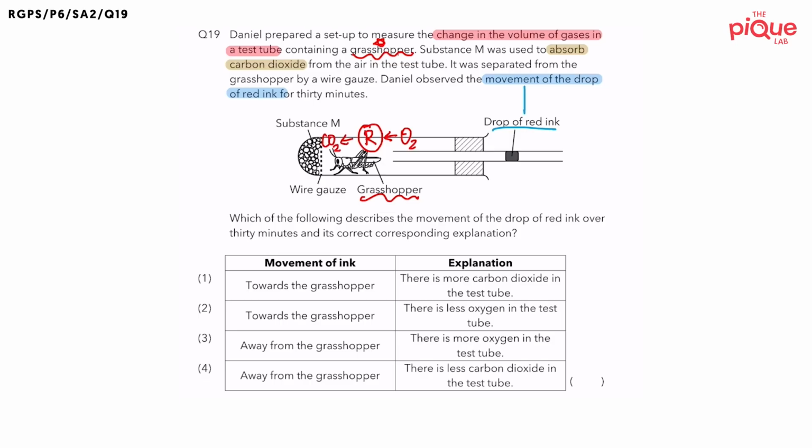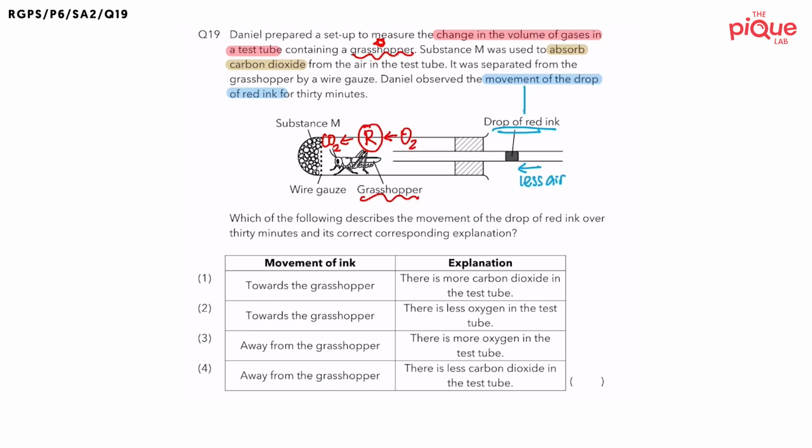And since this question tells us that he is going to observe the movement of the drop of red ink, let us see how the grasshopper can affect the movement of the red ink. Now, when you look at the drop of red ink, tell me in which direction can the drop of red ink move? We can see that the drop of red ink either moves to the left or to the right, and it is due to the change in the volume of gases. So let me ask you, when will the drop of red ink move to the left? Will the drop of red ink move to the left when there is more or less air inside the test tube? The drop of red ink will move to the left when there is less air inside the test tube.